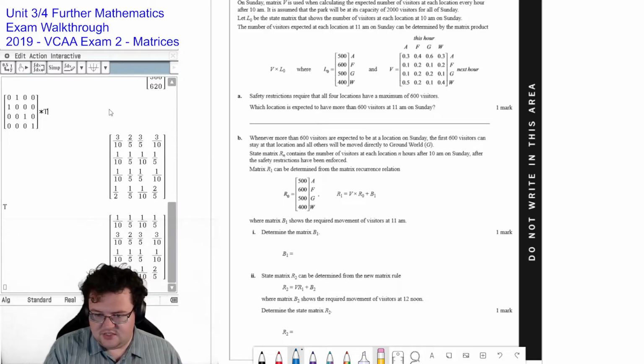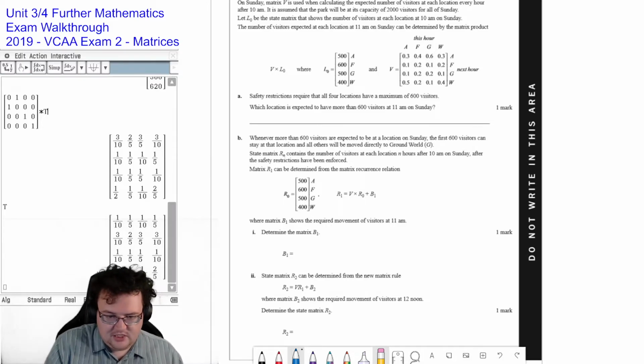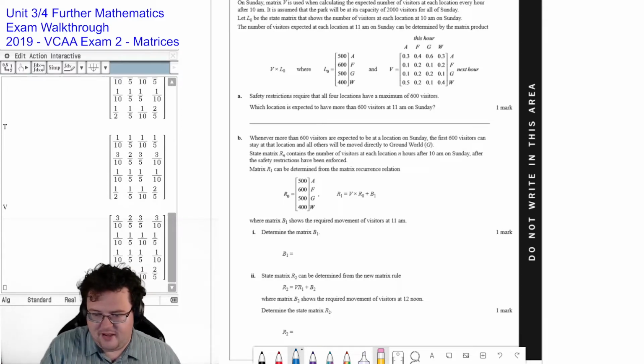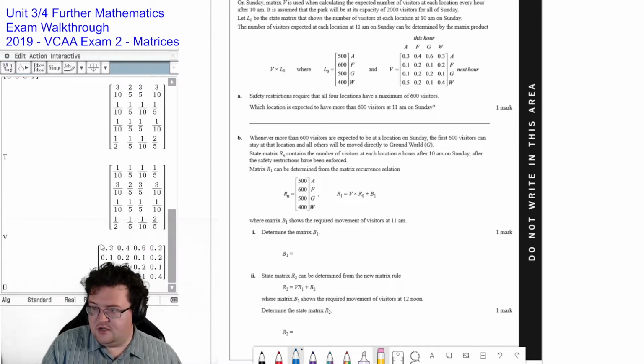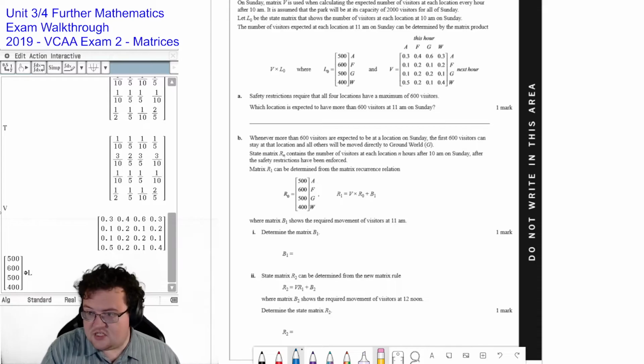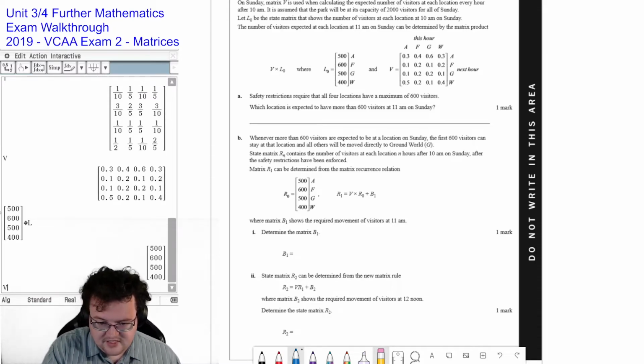So what I'm going to do to save myself a little bit of time is store my transformed matrix in V. So now when I type V, I have that matrix again. And you can even double check it to make sure that it matches up, which it does. And now I'm going to put together matrix L, what they've given me here. This is going to be my initial state. So now I can do V times L.